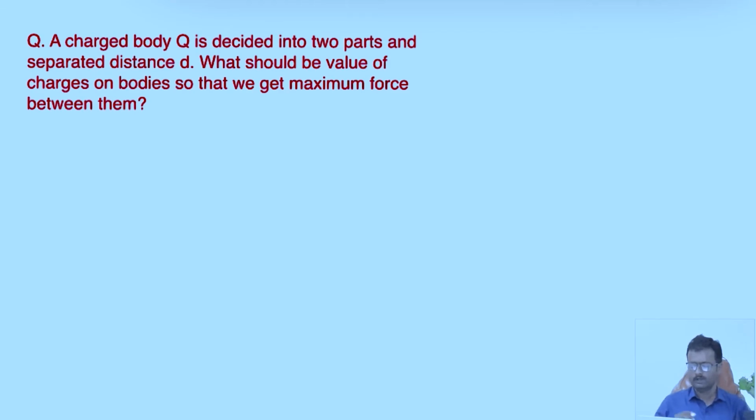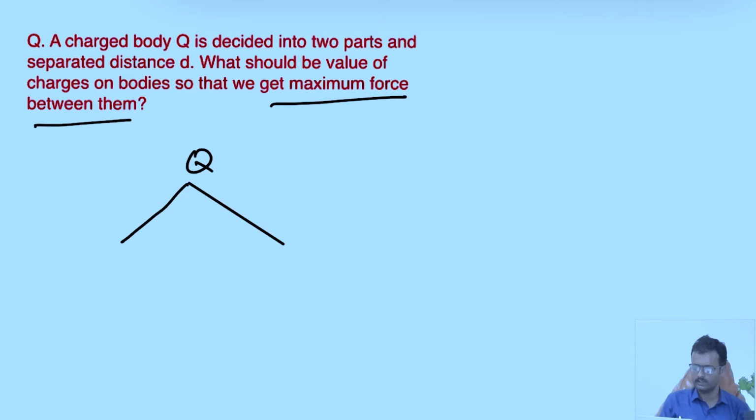Now the next problem. A charged body Q is divided into two parts and separated by distance d. What should be the value of charges on the bodies so that we get the maximum force between them? So the problem is Q is divided into two parts. Suppose one body has charge x, definitely the other body gets Q minus x. So total charge is Q. These are separated at distance d.